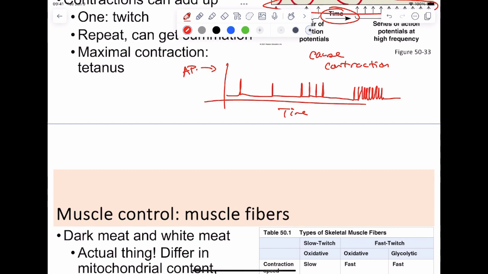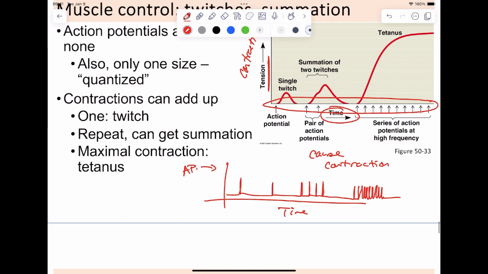Muscles don't behave this way. Muscles can build on themselves, meaning I can contract once and then I contract again before I have a chance to undo the contraction. So muscle contractions are capable of being added up. Fancy word for when you add them up is called summation. What does that mean? You can make muscle contractions stronger and stronger and stronger and stronger.